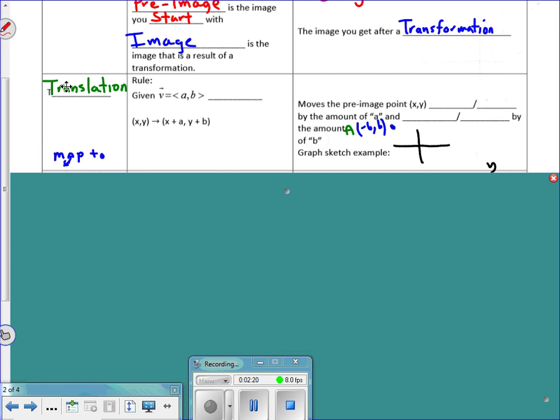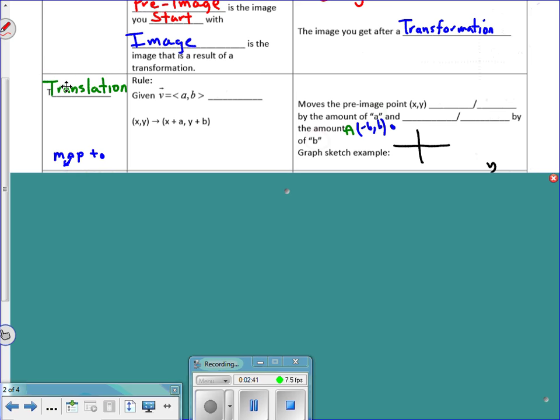So one of the first transformations we're going to learn is called translation. Another one will be reflection and rotation. So this is the first of the transformations that we're going to learn.